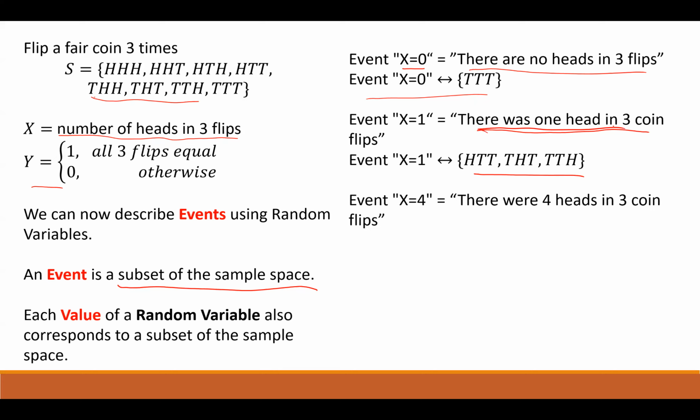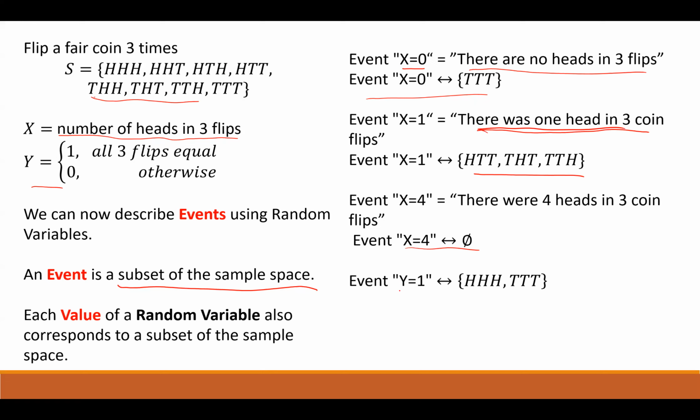I could do X equal to 2, 3, that's fine. X equal to 4, I could define that as an event. So I could say there were 4 heads in 3 coin flips. Of course, this event is empty. There's no outcomes that have 4 heads in 3 coin flips. So yeah, that would be equal to the empty set, which is also an event.